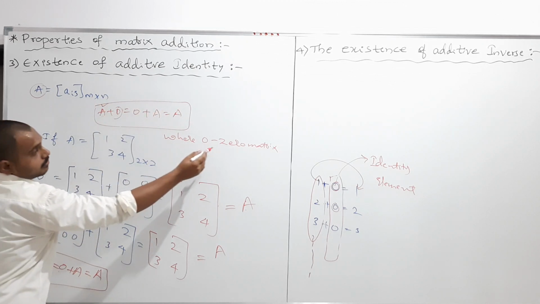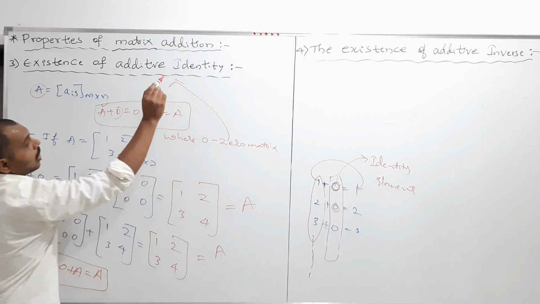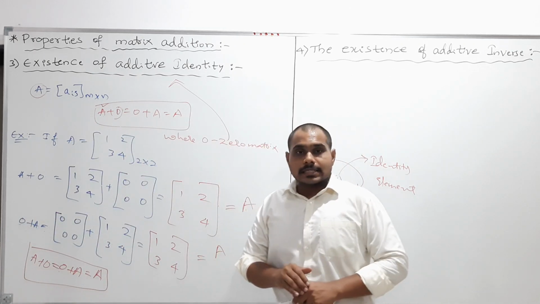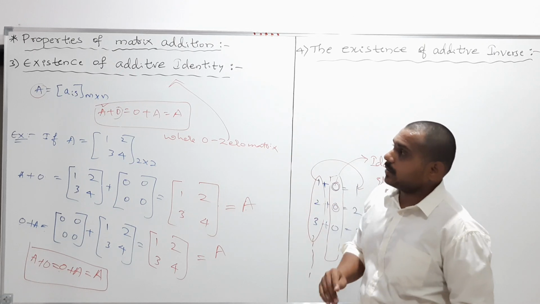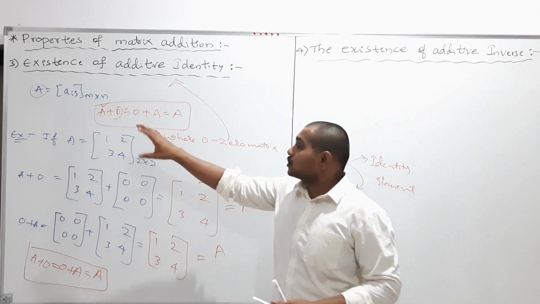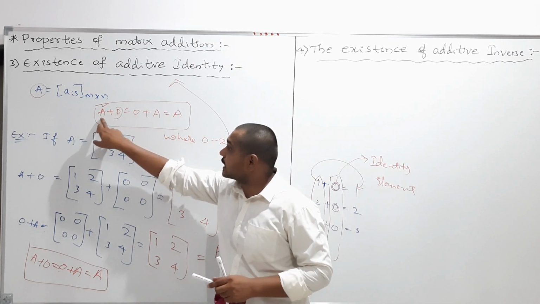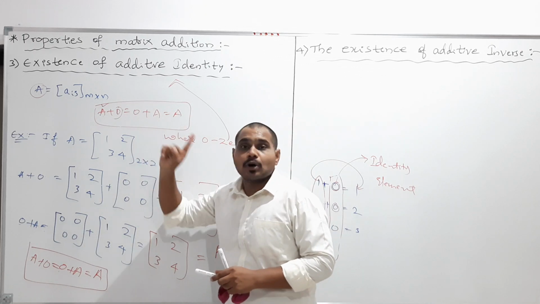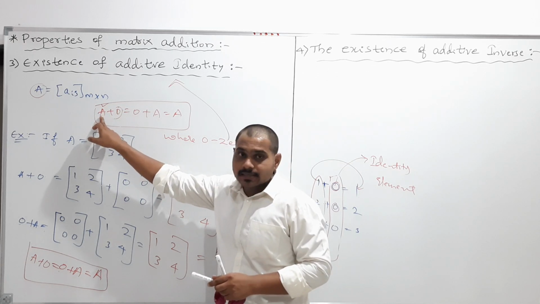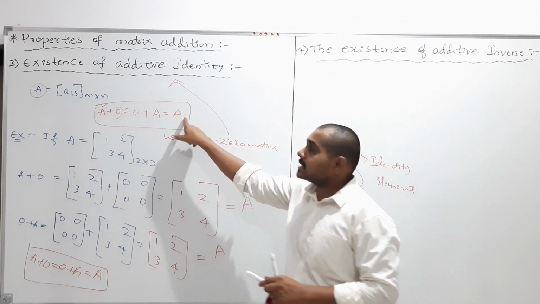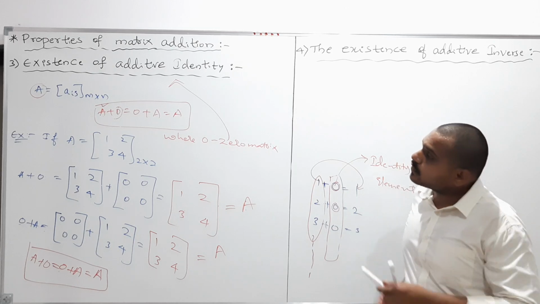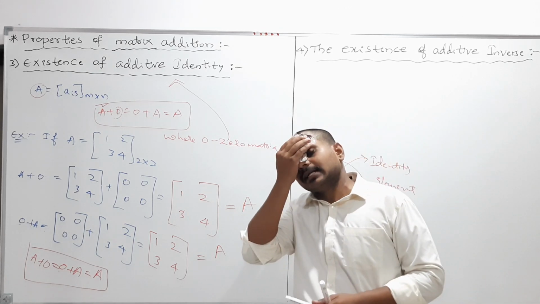Therefore, we can call this 0 matrix the additive identity, or the additive identity matrix. So like this, you should calculate here. Existence of additive identity means that for any matrix, after adding, we should find one matrix such that we get the same matrix. This is possible only if I take the 0 matrix. To any matrix, if you add the 0 matrix, you get the same matrix. Therefore, we call this 0 matrix the additive identity. So this holds for all matrices, my dear students. You can take any matrix.